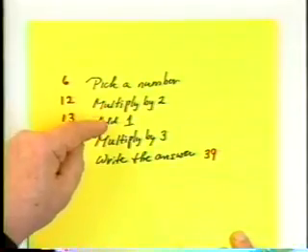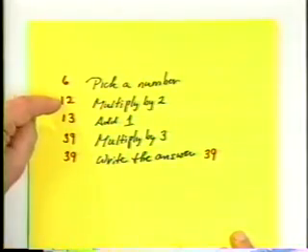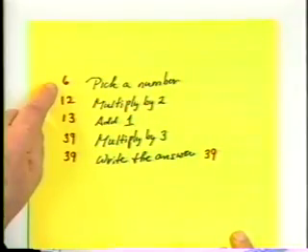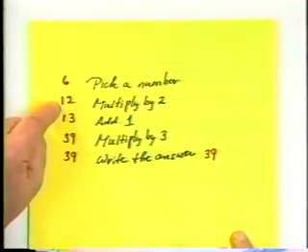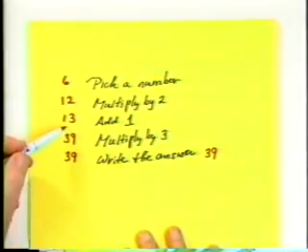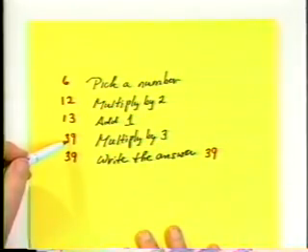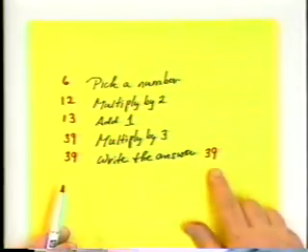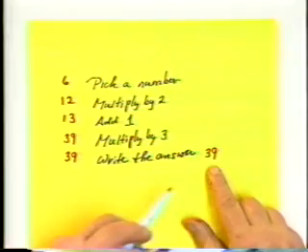In other words, to do any one of these steps, I only have to look at the answer that came before. So for example, if I pick a number, let's suppose I just pick 6. I multiply by 2, the answer is 12. I add 1, answer is 13. I multiply by 3, the answer is 39. Okay, nothing new here.